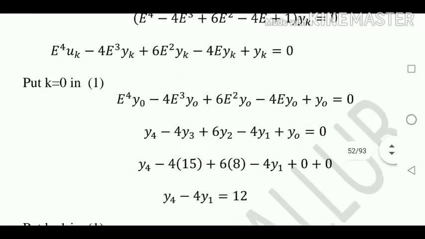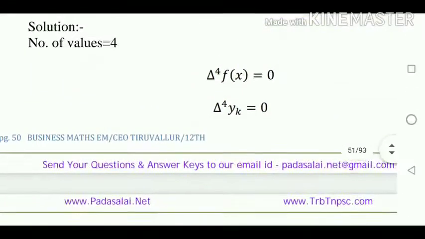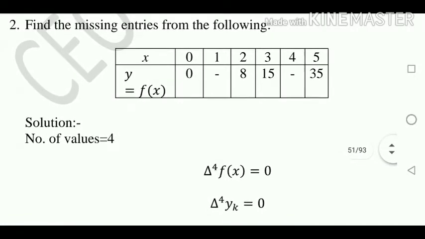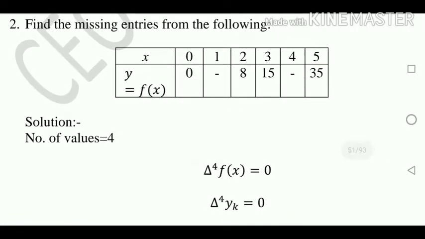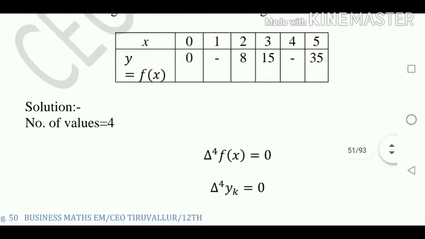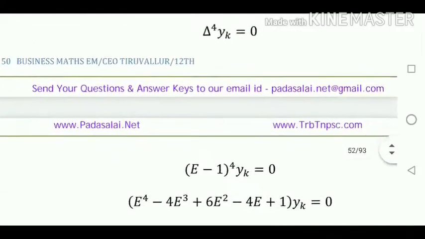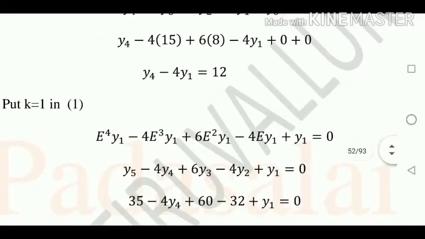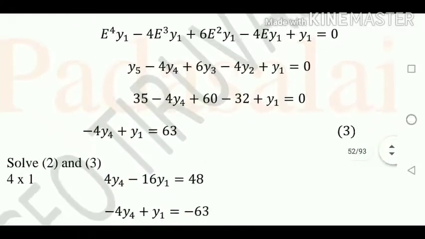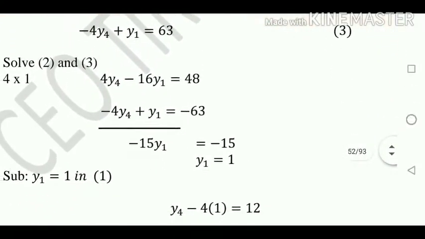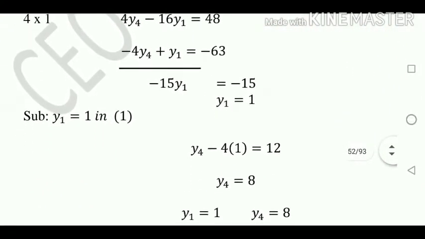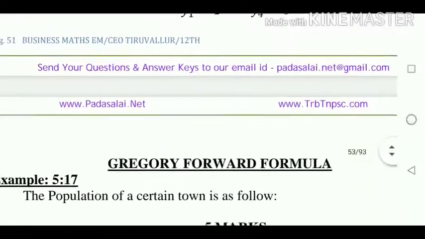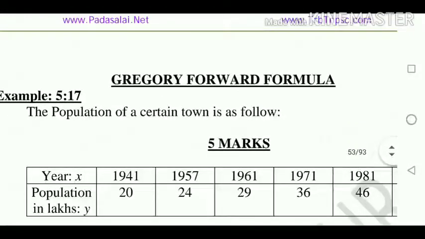Here I don't know about y4 and y1, already I said. So here y0 is 0, y1 is missing, y2 is 8, y3 equal to 15, y4 we don't know, then 35. Therefore we are finding the two values by substituting k equal to 0 and k equal to 1. So we are getting two equations again. After solving these two equations, I am finding the value of y1 equal to 1 and y4 equal to 8. So this is the way we are going to find the missing term.